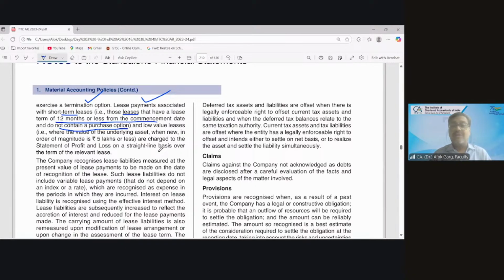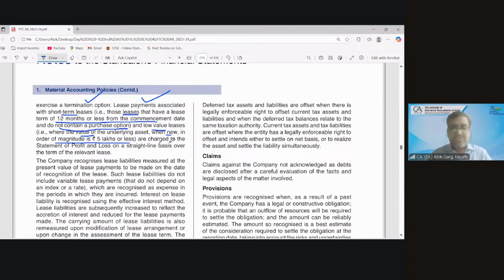Then, do not contain a purchase option and 12 months or less from the commencement date, and low value leases where the value of the underlying asset when new, in order of magnitude, is rupees 5 lakh or less. What I told you, the company has to create an accounting policy. The company has to make a policy on what they are considering as a low value asset. What have they taken here? 5 lakh or less. In IFRS, the $5,000 is there. So they have taken, in line with IFRS, a round figure of 5 lakh rupees.